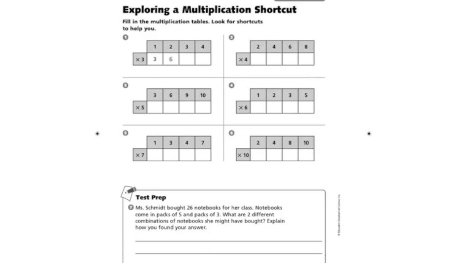Fill in the multiplication tables. Look for shortcuts to help you. So first we're going to look at problem number 1.